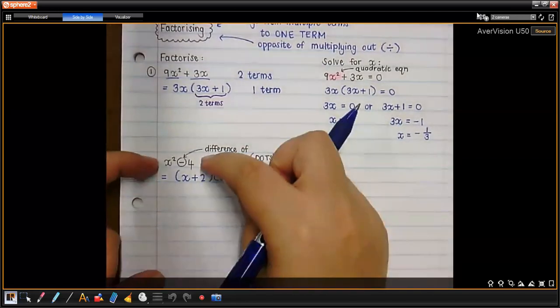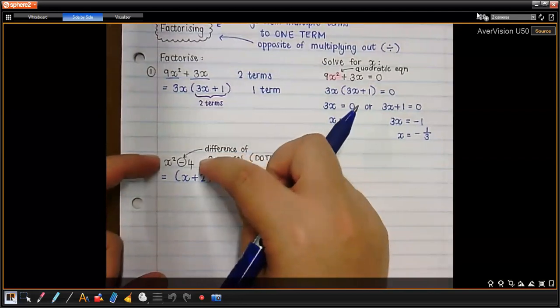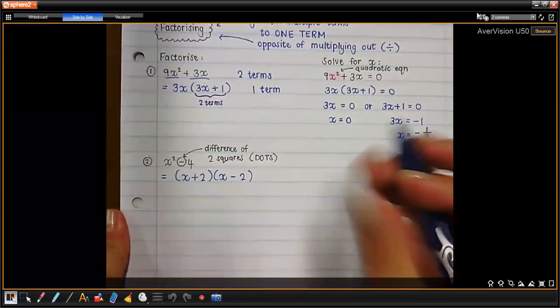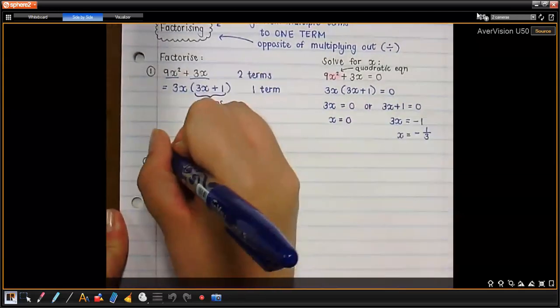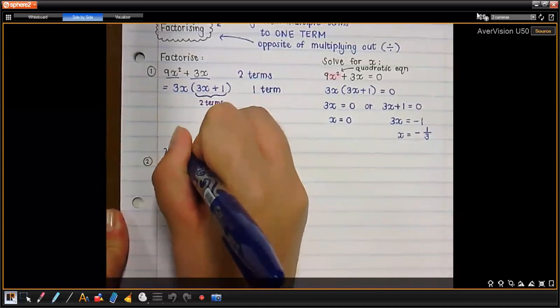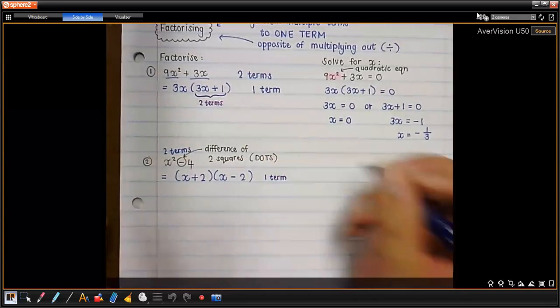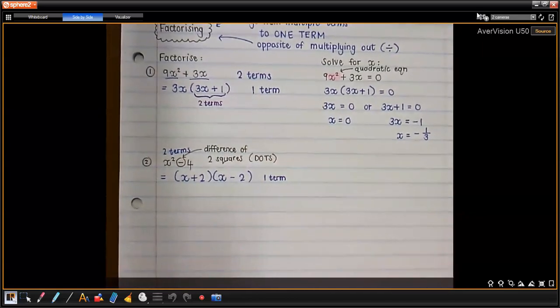How many terms did we start with? 2. How many terms do I have now? 1. Okay, let's write that down. I'll try it here, otherwise I'm going to run out of space. 2 terms, and now I have 1 term. Remember, that's the purpose of that.